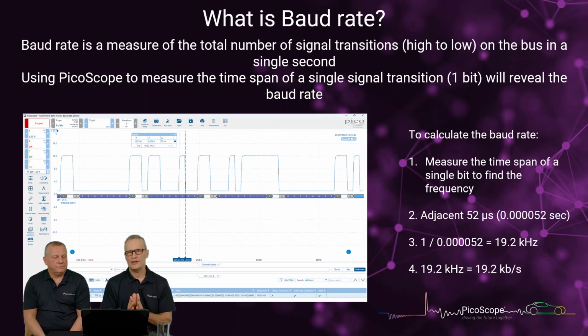Now you don't have to worry about the maths there, because if you look in the ruler legend, let me see, yeah, if we look here, when we measure this value, you'll see the actual frequency value comes up 19.2. So you don't have to do the calculation, but knowing that will help you identify the speed of the network you're on. And perhaps if you've got multiple twisted pairs, are you on the right twisted pair? You could be on a low speed CAN when you're actually trying to diagnose, say, powertrain CAN.